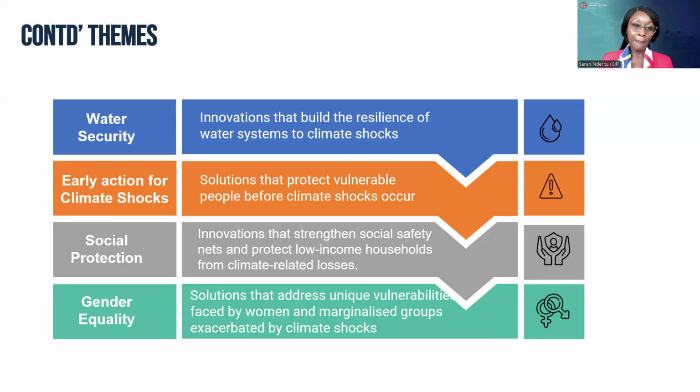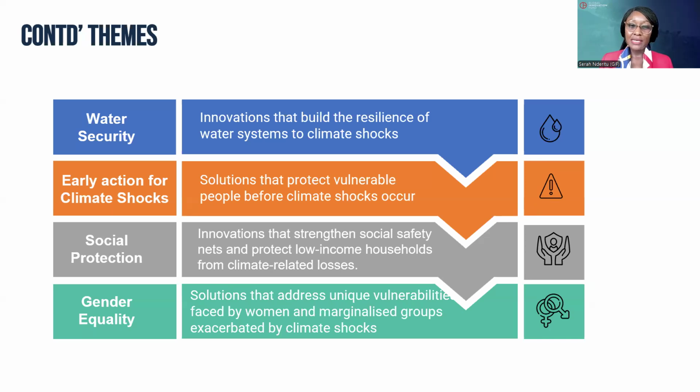Our criteria. The one that I want to look at is anticipatory or early action for climate shocks. And some of us like to call them early warning systems. And here we are keen to look at innovations that are able to protect vulnerable populations before a climate shock occurs. In this space, our solutions could address key challenges such as improving the accuracy and timeliness of forecasts. We are currently funding an innovation like this in Philippines, and I'll show you a sample of an innovation that we are supporting.